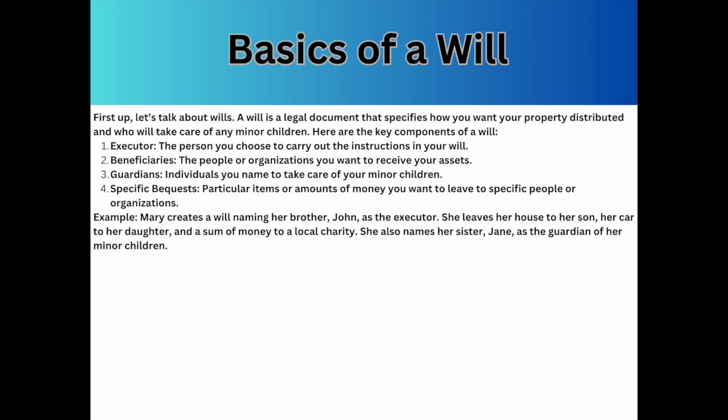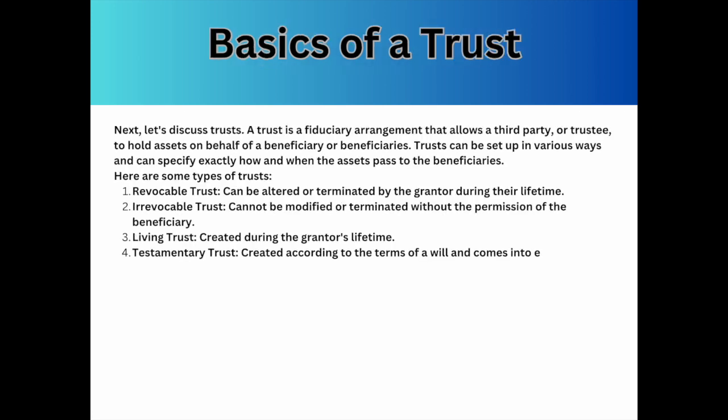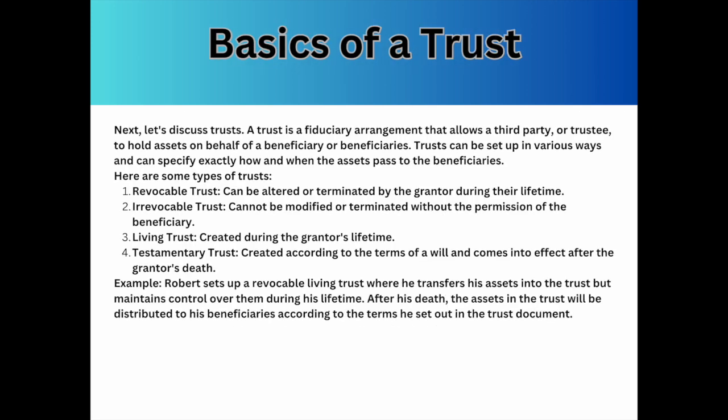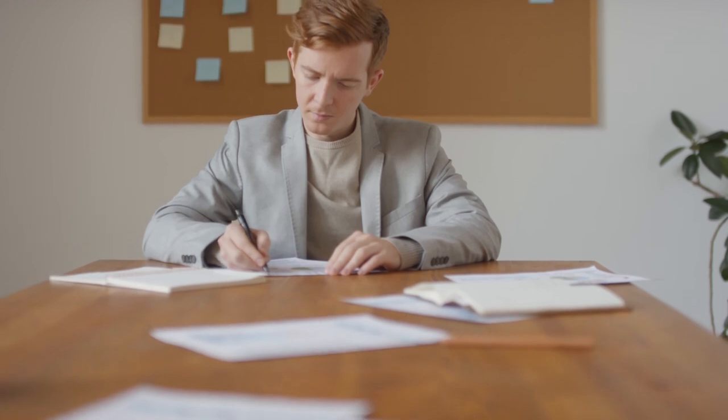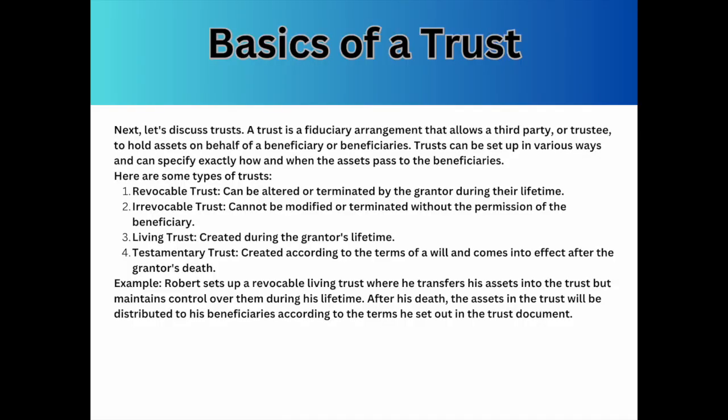So, next you have the basics of trusts. A trust is a fiduciary arrangement that allows a third party, or trustee, to hold assets on behalf of the beneficiaries. Trusts can be set up in various ways and can specify exactly how and when the assets pass to the beneficiaries. So, for example, here are some types. The first type is the revocable trust. These are trusts that can be altered and terminated by the grantor during their lifetime. Then you have the irrevocable trust. These cannot be modified or terminated without the permission of the beneficiary.